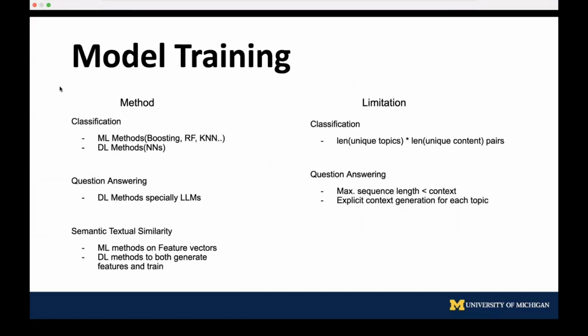Once we have the features ready, we can then step into the training of the model. To train the model itself, we can use classification, question answering, or semantic textual similarity methods. If you want to use classification, in a classification setup, each topic and each content are supposed to be given to a model to identify the right parameters for that particular pair.